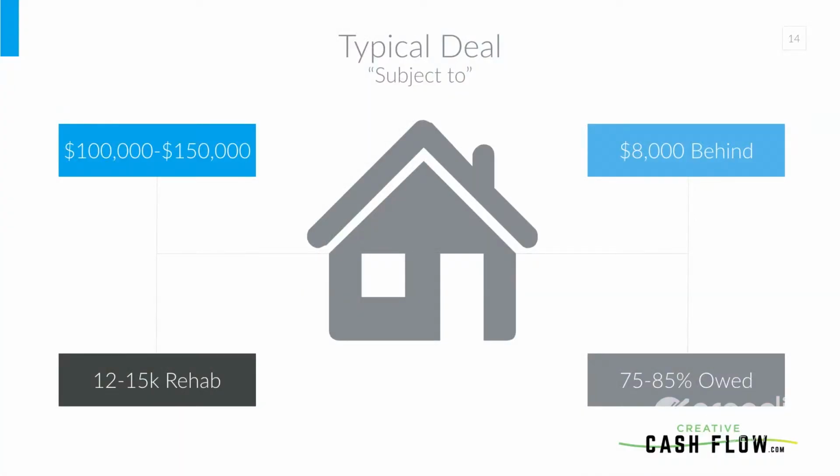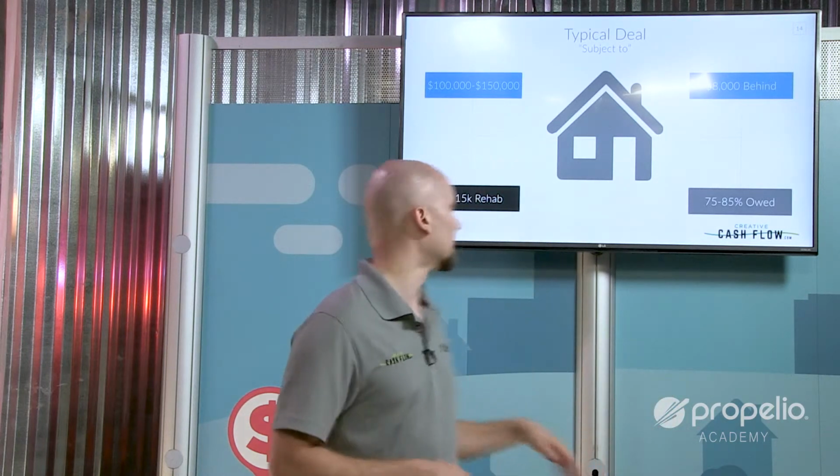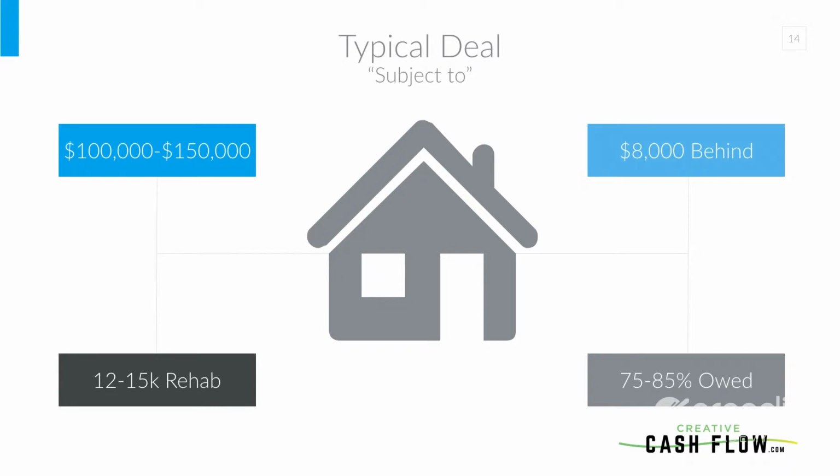Typically, somebody's going to be $6,000 to $8,000 behind on their payments whenever they're doing a subject to transaction, and you're typically taking over a mortgage that's somewhere between 75 and 85% of the value of the home. So if it's a $100,000 house, they're probably going to owe $75,000, $80,000, somewhere in there. And you're usually looking at somewhere between a $12,000 and a $15,000 rehab on these properties to get them fully rehabbed back up.